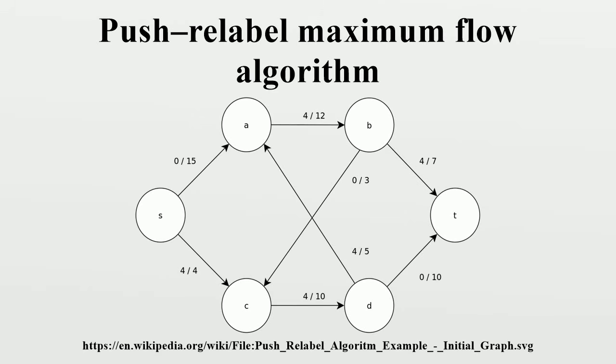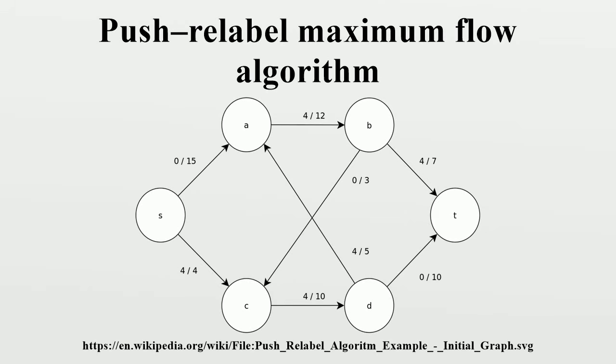Relabel to front selection rule. The relabel to front push relabel algorithm organizes all vertices into a linked list and maintains the invariant that the list is topologically sorted with respect to the admissible network. The algorithm scans the list from front to back and performs a discharge operation on the current vertex if it is active. If the node is relabeled, it is moved to the front of the list, and the scan is restarted from the front. The algorithm also has O(V^3) time complexity.